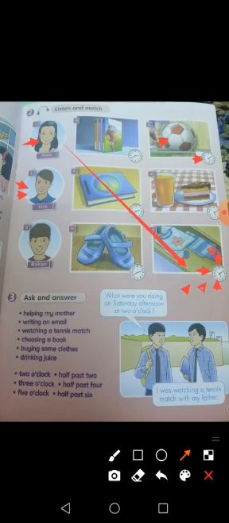Okay, here the boy asked Isa, what were you doing on Saturday afternoon at 10 past 5? So he answered, I was in the sports shop with my dad. I was choosing a new football. Okay? Choosing a new football.